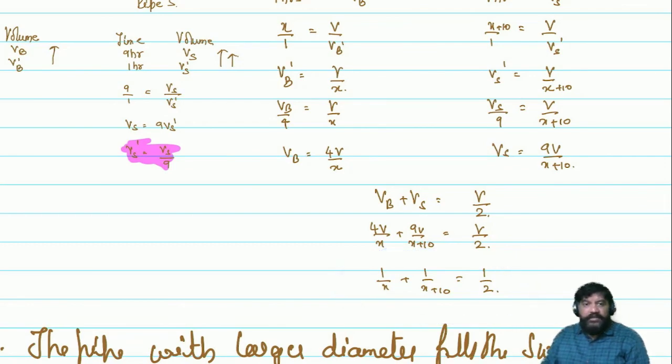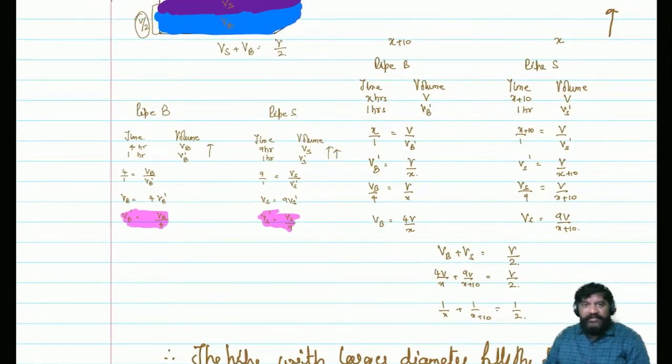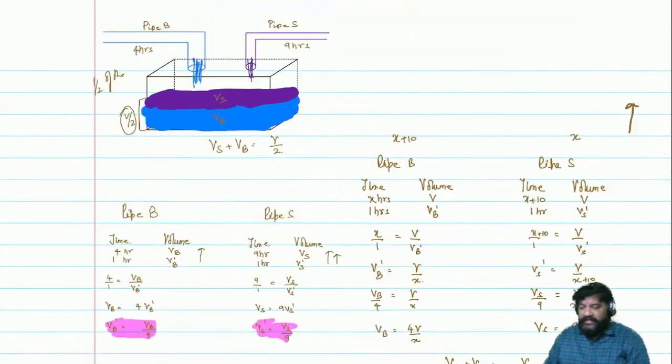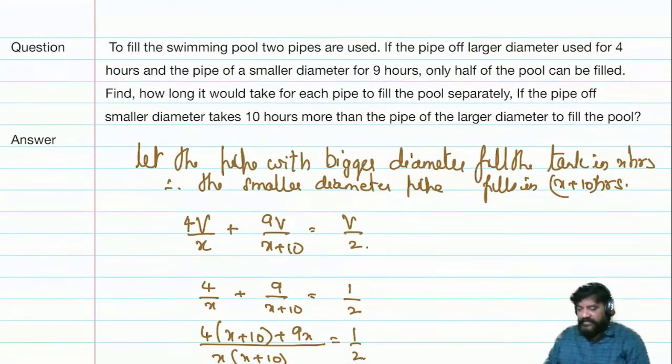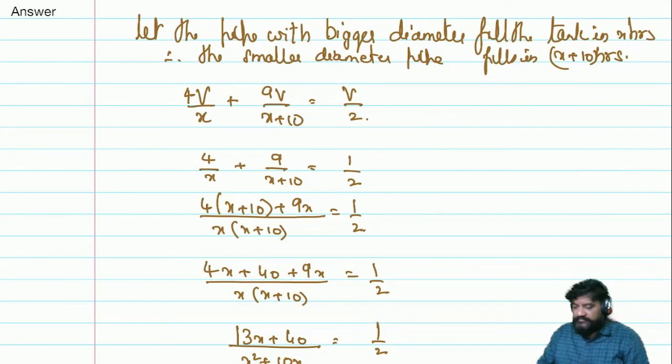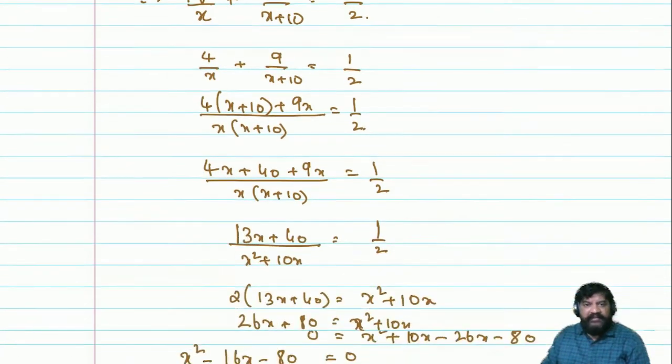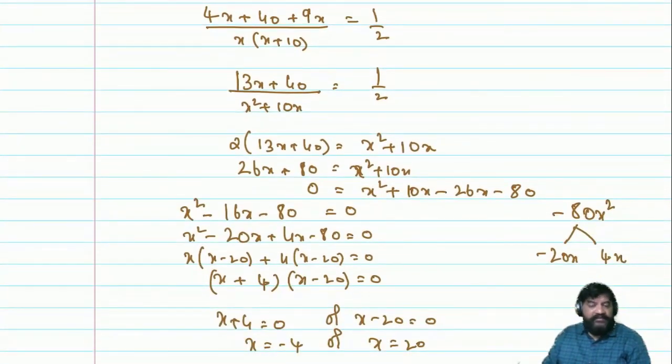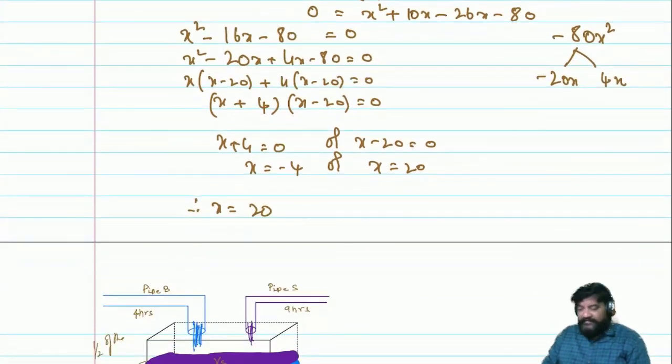What do I do in the examination? Well, in the examination, we directly go ahead and write this. That the pipe with the bigger diameter fills the tank in X hours, the smaller pipe in X plus 10 hours. So therefore, this and V get cancelled. We went ahead and solved it, and splitting the middle term is being used here to factorize the equation. From there, I get the value for X is equal to 20.